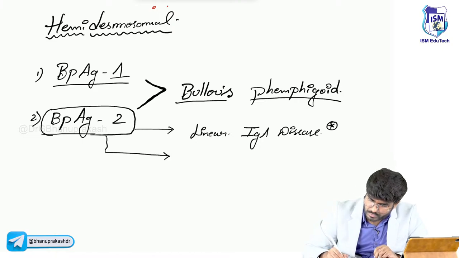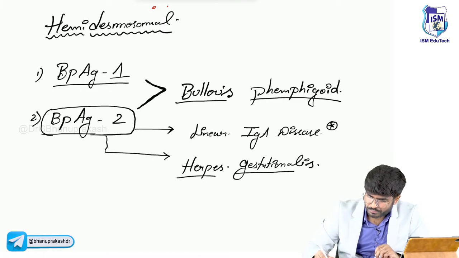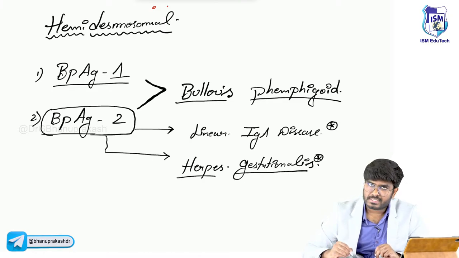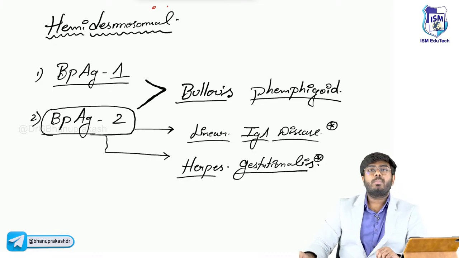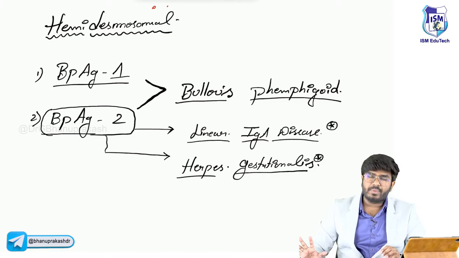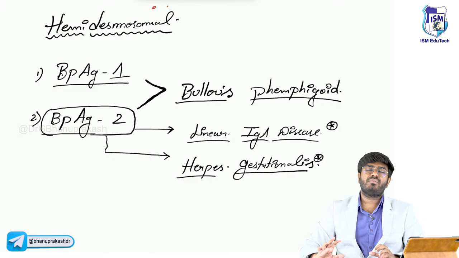defect is also seen in herpes gestationis. So in herpes gestationis also, that's a disease. In herpes gestationis and linear IgA disease, what is the hemidesmosomal protein that is defective? It is BPAG2. Both BPAG1 and BPAG2 defects are seen in bullous pemphigoid.